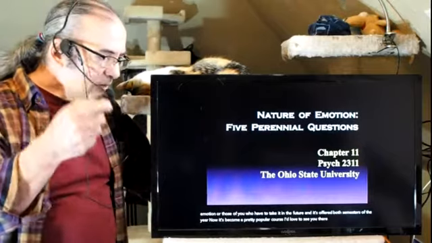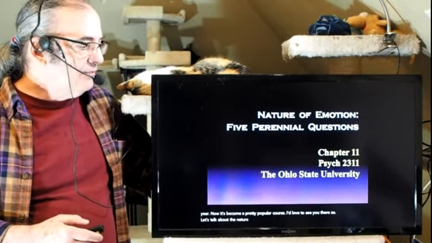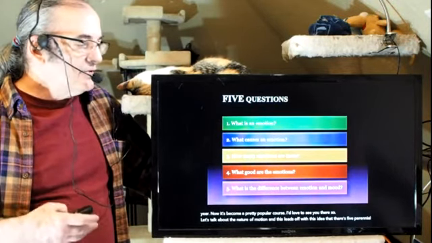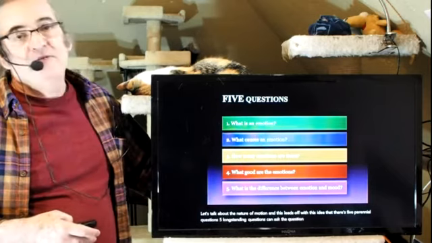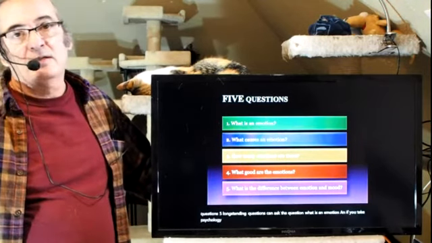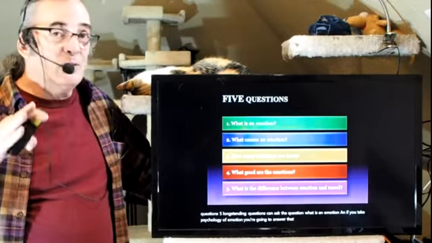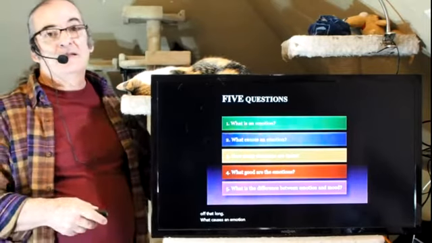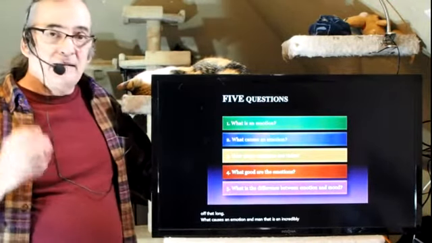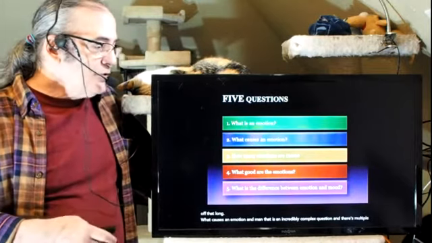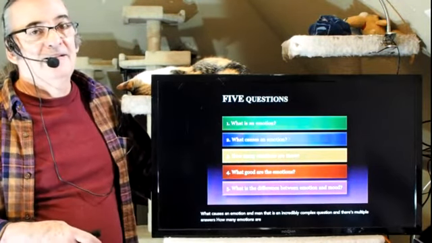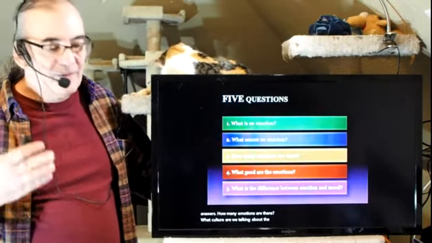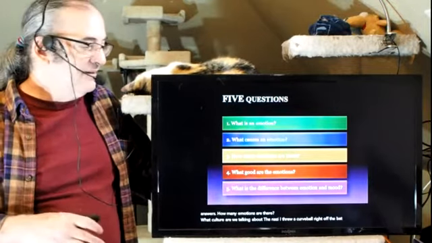So let's talk about the nature of emotion, and this leads off with this idea that there's 5 perennial questions, 5 long-standing questions. We can ask the question, what is an emotion? And if you take Psychology of Emotion, you're going to answer that question at the end of the course. We put it off that long. What causes an emotion? And man, that is an incredibly complex question. And there's multiple answers. How many emotions are there? Well, what culture are we talking about? See, I threw you a curveball right off the bat there in not answering that question.